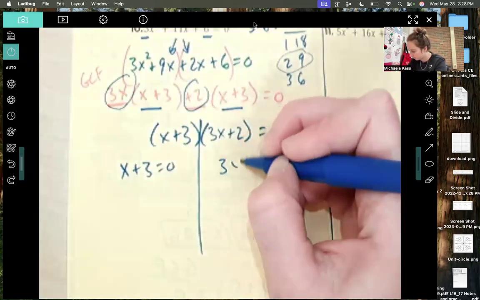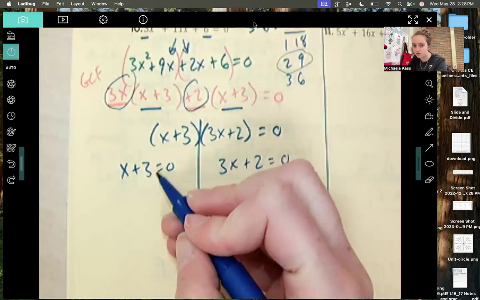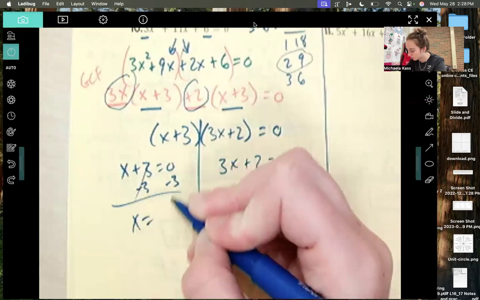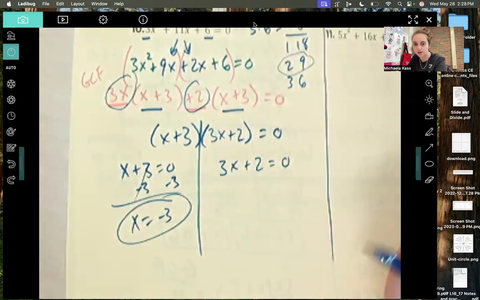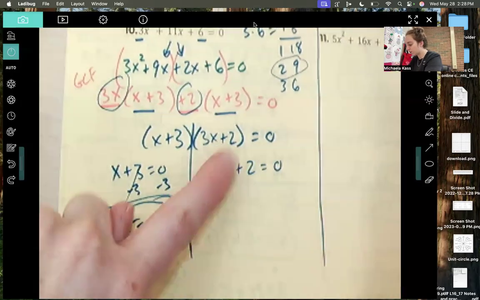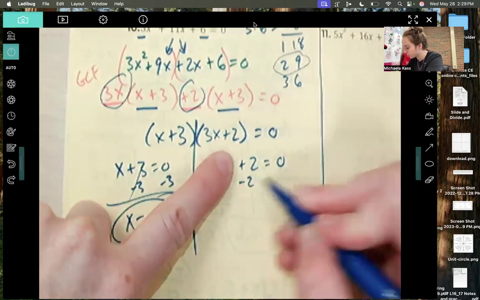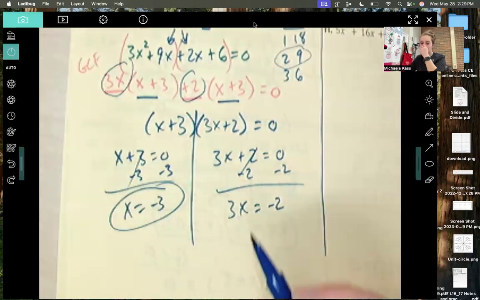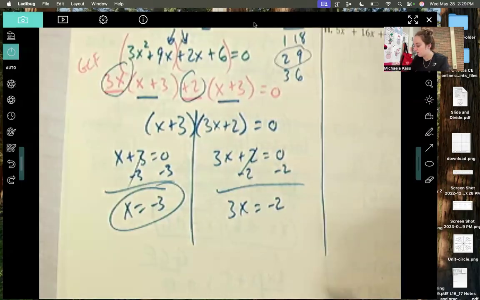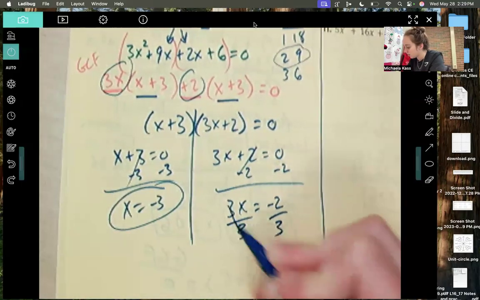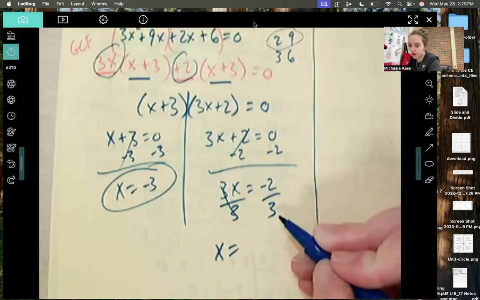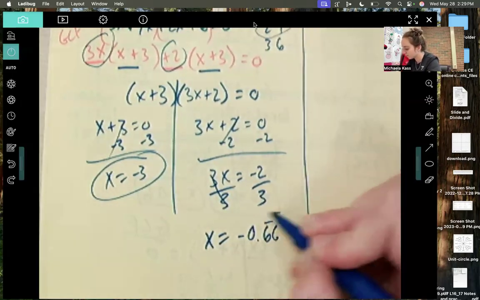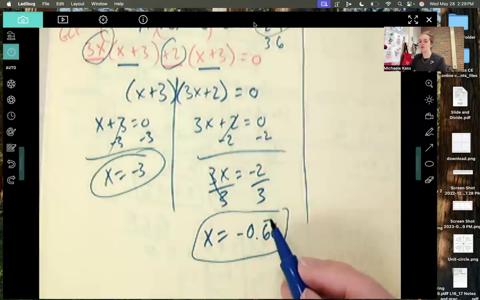and solve. Okay, the left side, we just subtract 3, right? Get rid of that. So we got x equals 0 minus 3, which is negative 3. The right side, cover up the variable, get rid of the plus 2 by subtracting 2. We got 3x equals negative 2. And then how do you get rid of this 3? You divide. Okay, so we got x equals negative 2 divided by 3, which is negative 0.6666 on repeat, right? This little bar just means repeat it.